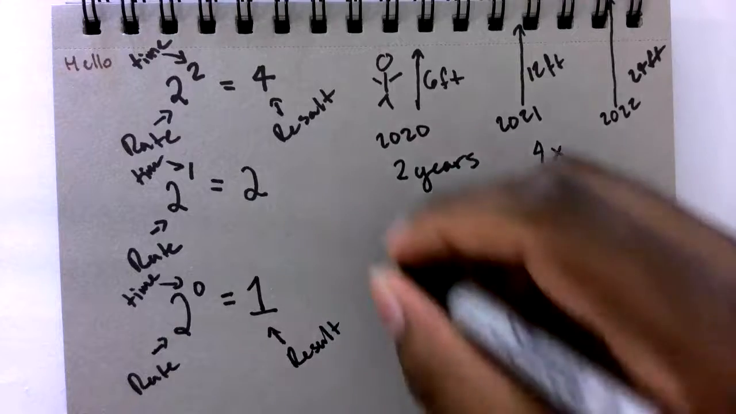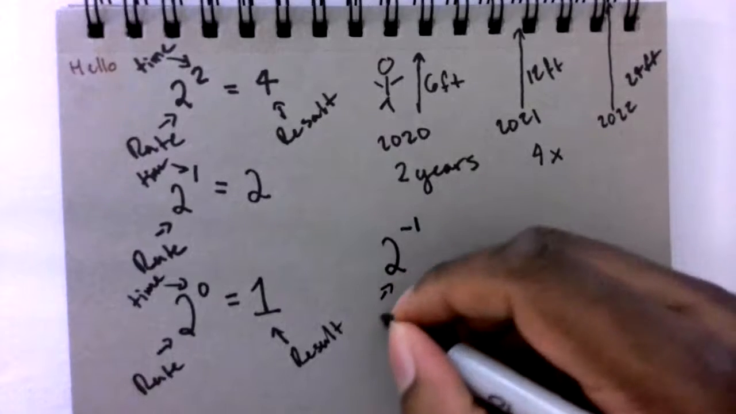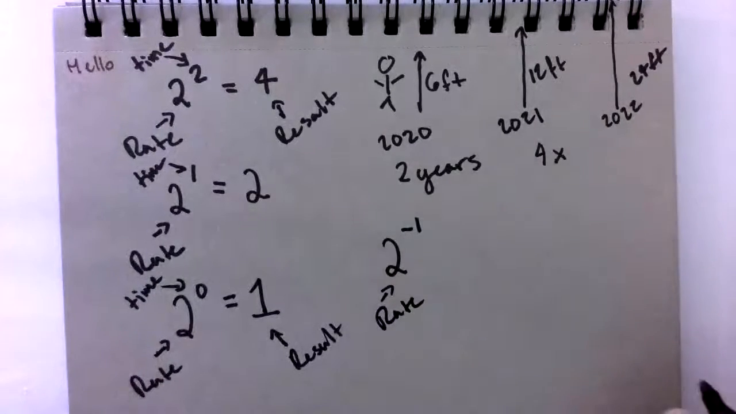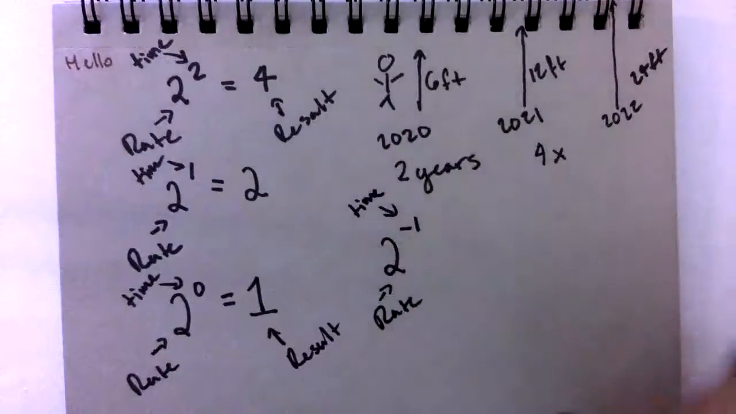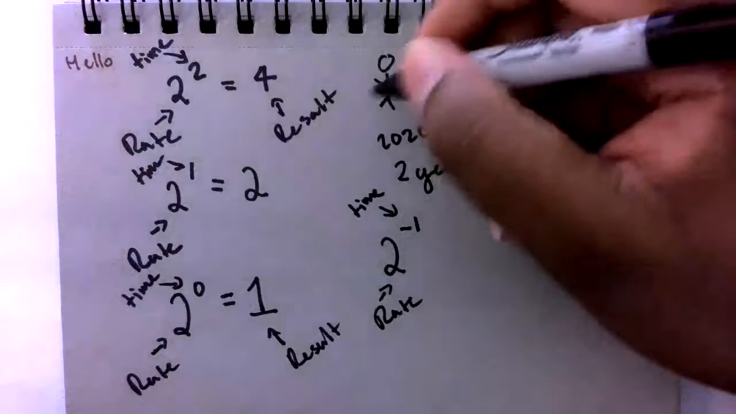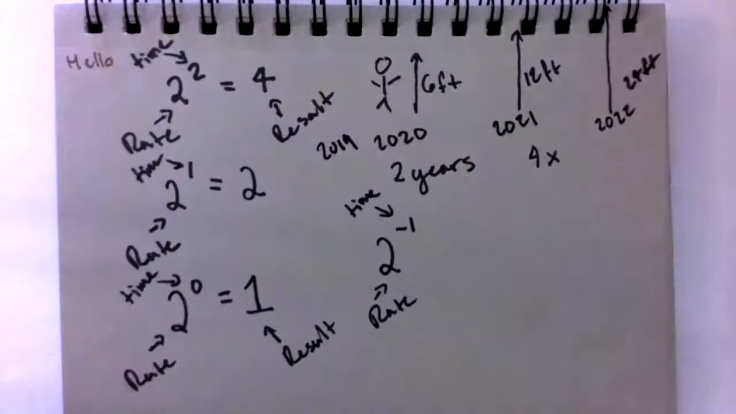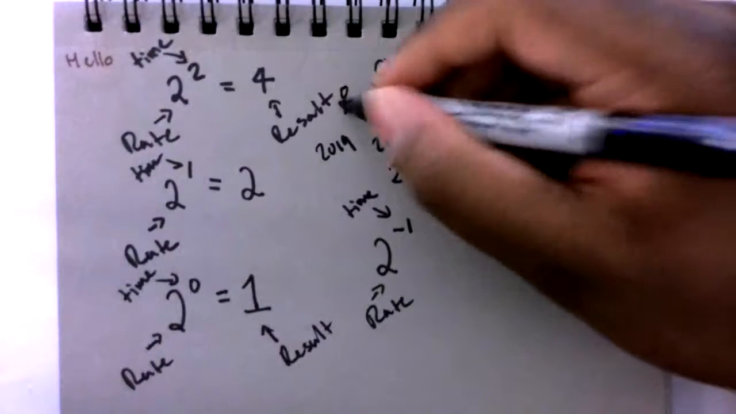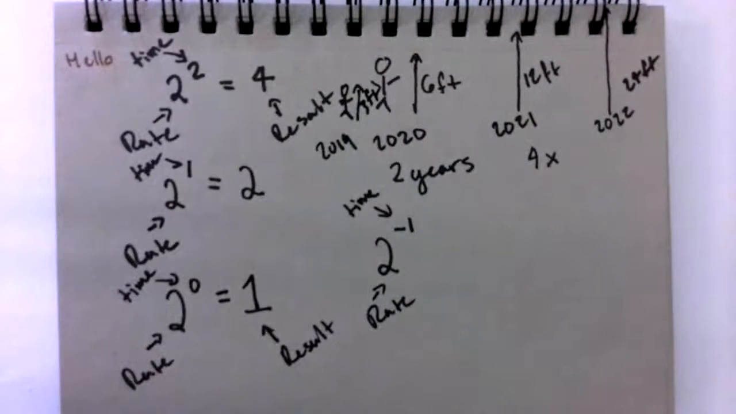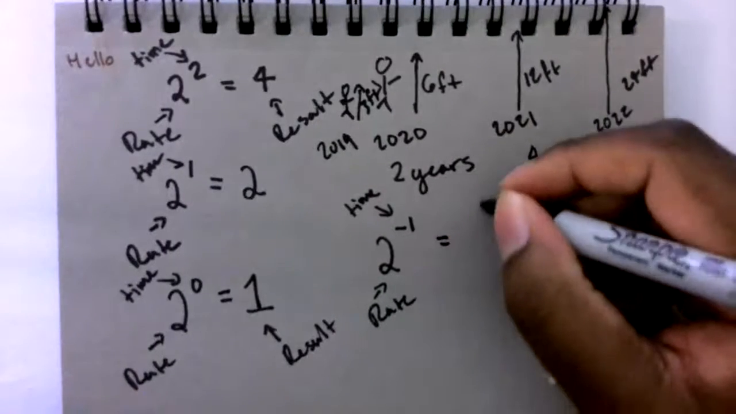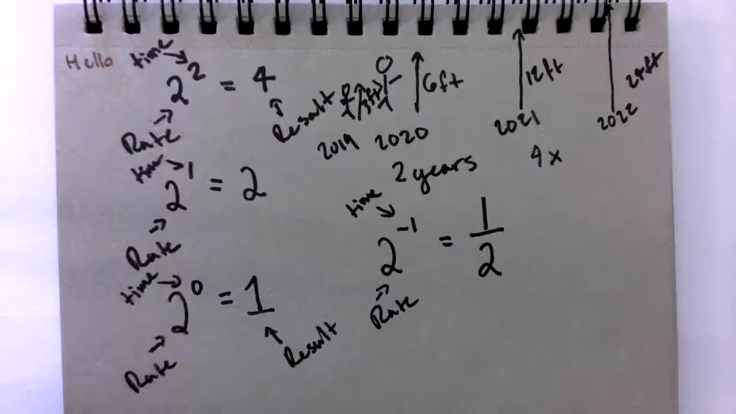Okay? Let's go a step further. What does 2 to the negative 1 mean? Well, think about it. Rate is 2. Time is a year in the past. So if I'm 6 feet tall now, how tall was I last year, in 2019? 3 feet. I was half the size that I am now.